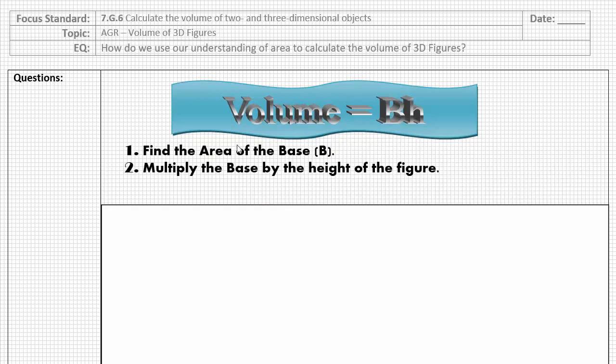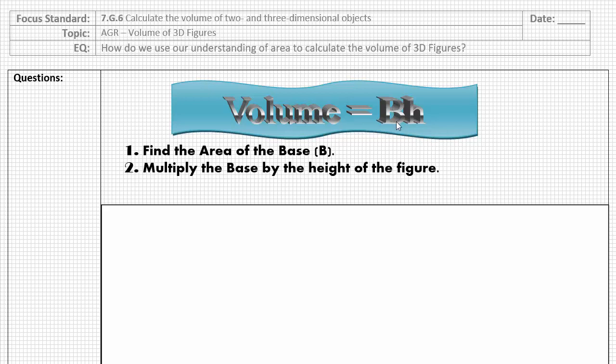That capital B stands for the area of the base. So the first step is to find the area of the base, or another way to think about that is the area of the face that gives the shape its name. And as we go through our 3 examples today, I will be talking more about what that means.